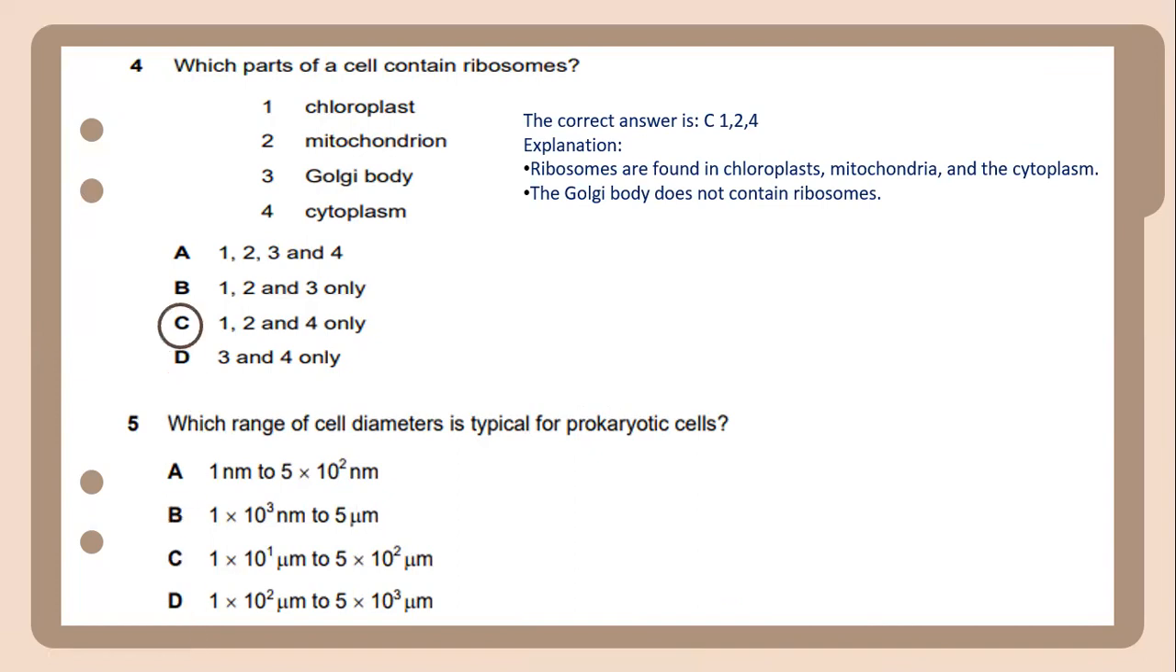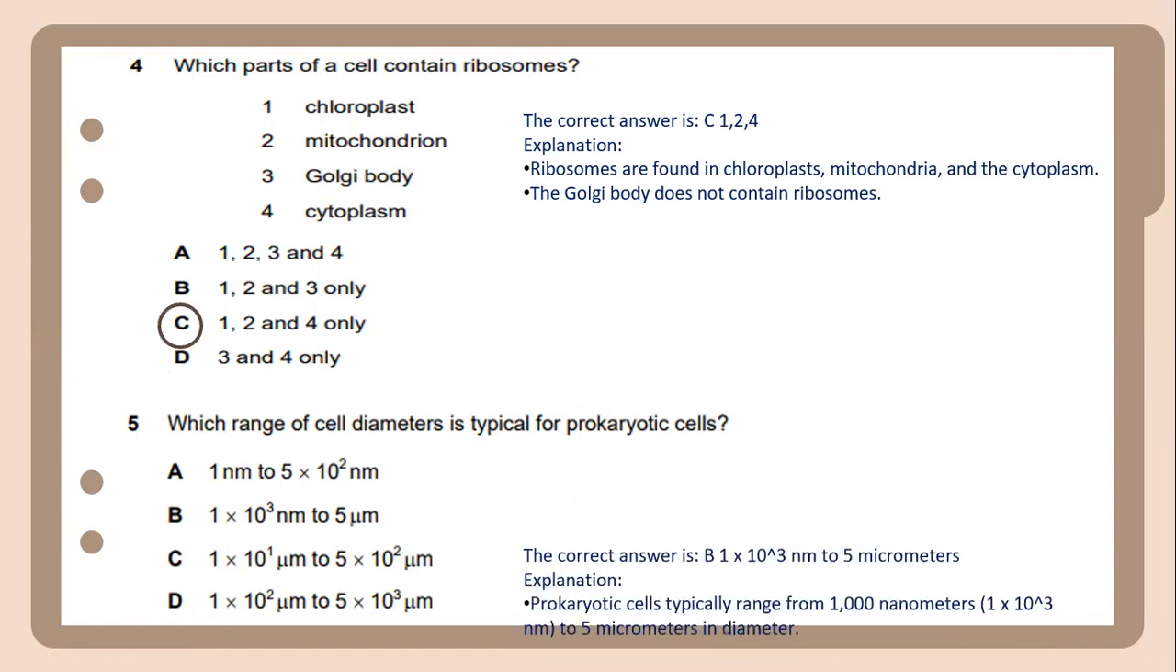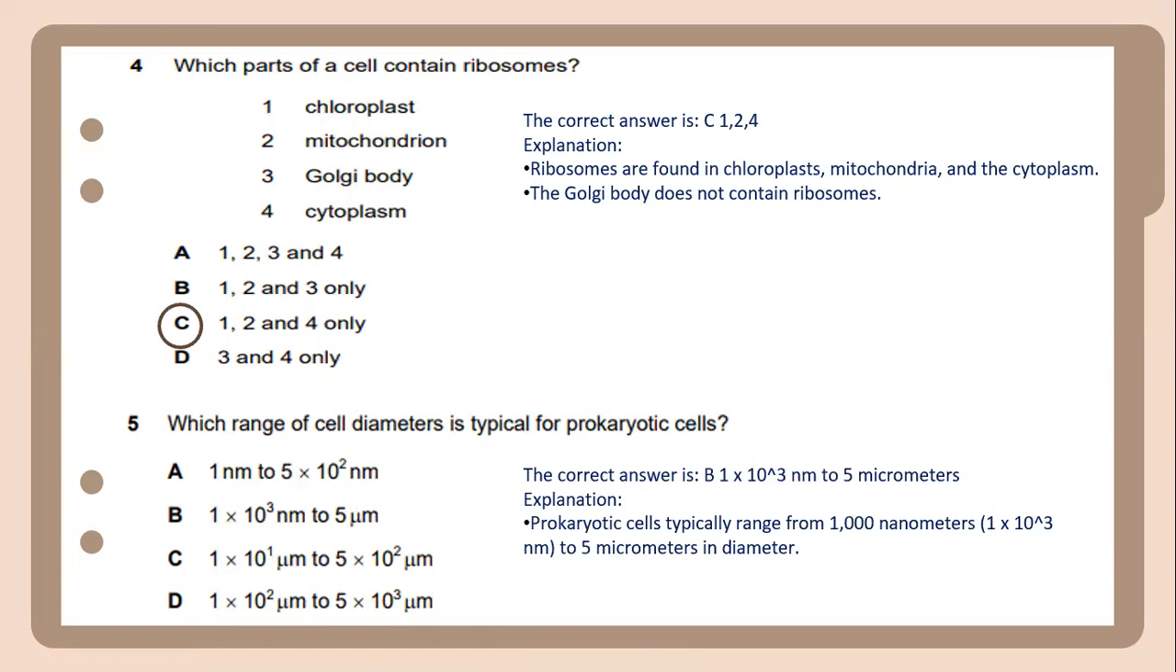Which range of centimeter is typically for prokaryote cells? The answer will be 1 multiplied by 10 to the power of 3 nm to 5 µm. This can be explained through prokaryote cells typically ranging from 1000 nanometers, which is 1 multiplied by 10 to the power of 3 nm, to 5 micrometers in diameter.